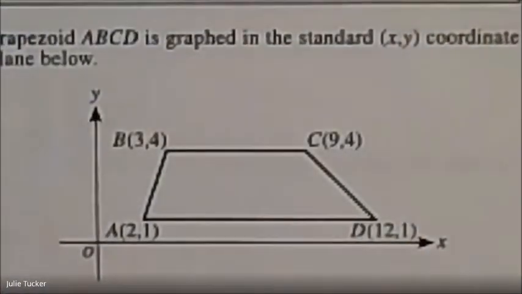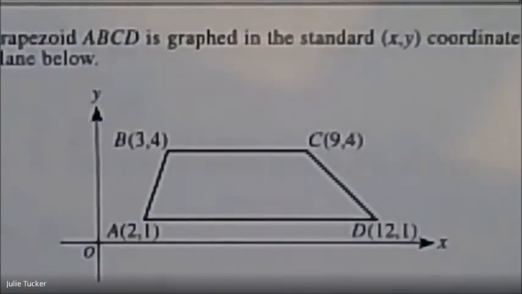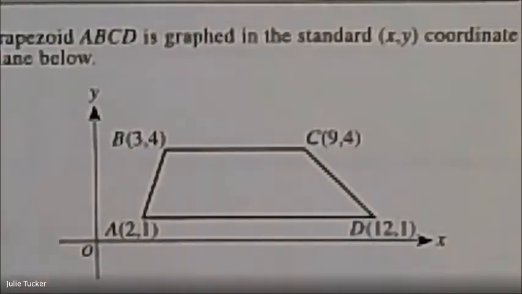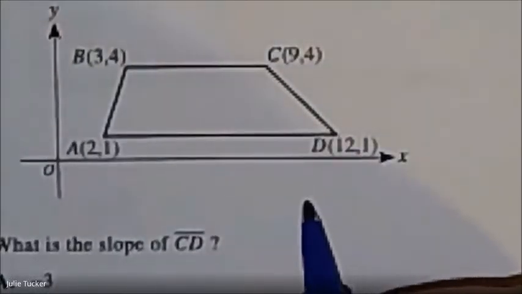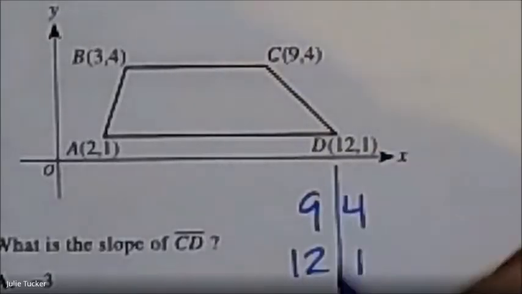Trapezoid ABCD is graphed in the standard XY coordinate plane below. What is the slope of segment CD? Do you remember how to find the slope when you know only the coordinates? You can make a table from the points: 9, 4, 12, 1.